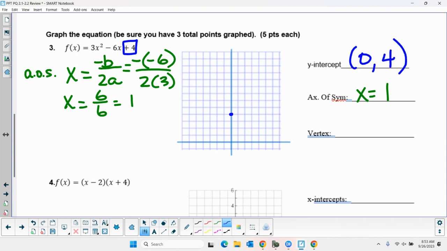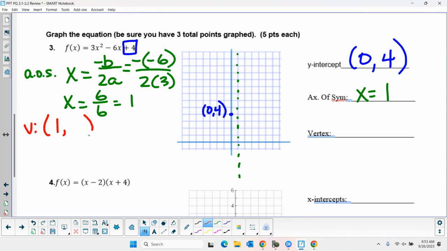All right. I know it's going to open up. I know my axis of symmetry is 1, so I'm going to put labeled 0, 4 here. My axis of symmetry is 1. That line. Okay. I'm going to find my vertex now.